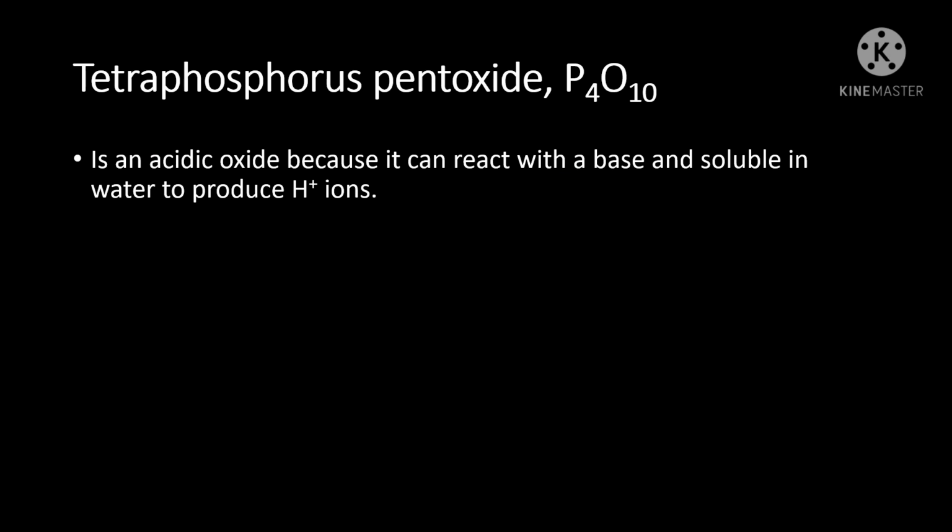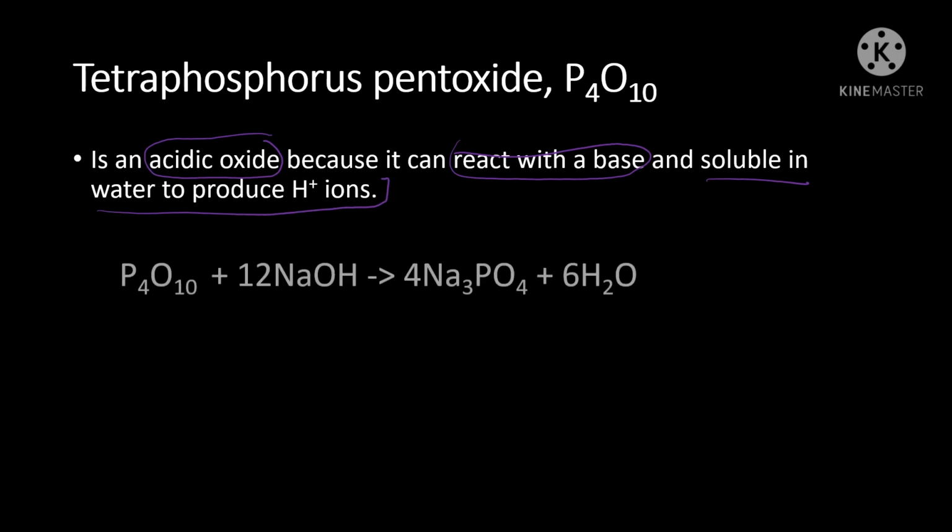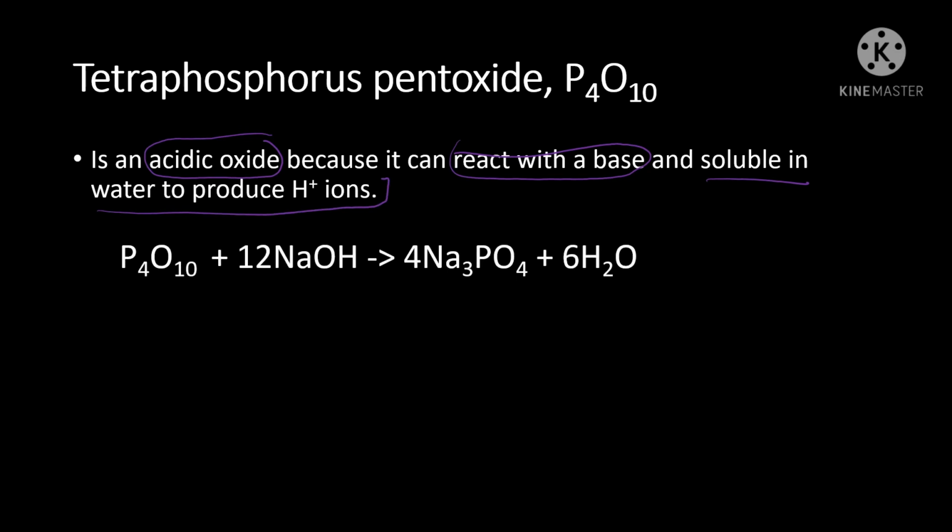Tetraphosphorus pentoxide P4O10 is an acidic oxide because it can react with a base and also soluble in water to produce hydrogen ion. For example, P4O10 reacts with sodium hydroxide base to form sodium phosphate salt and water. As it can react with a base, this indicates that P4O10 is an acidic oxide.